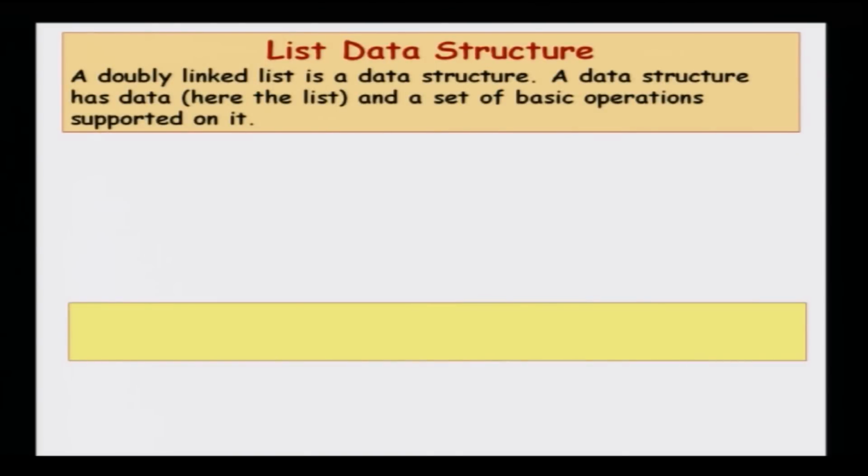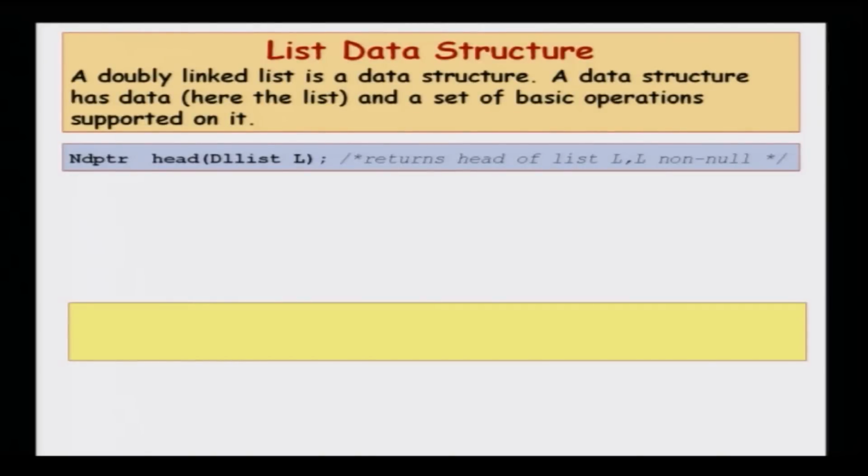So, now a doubly linked list is another data structure. Notice that we have seen two or three data structures so far. Arrays are one, which C already provides. We have already seen simply linked list. Now, we have seen a third data structure, which is a doubly linked list. Now, a data structure has data and a bunch of operations defined on it. So, let us look at typical operations that can be defined on a doubly linked list, and we will go over the implementation of two or three of them.